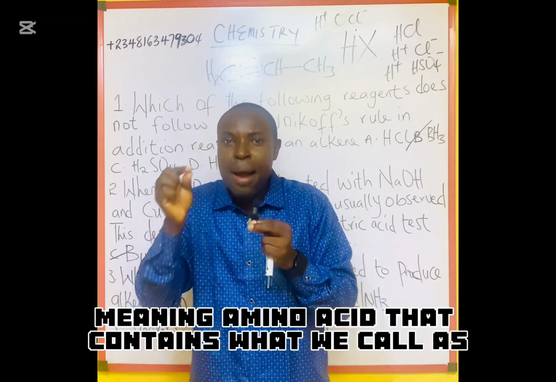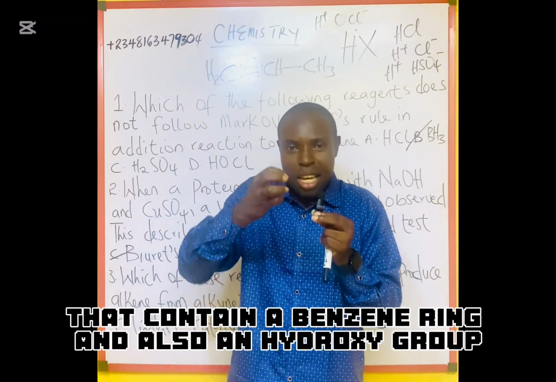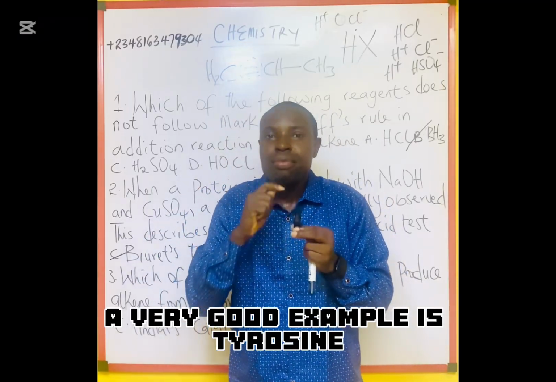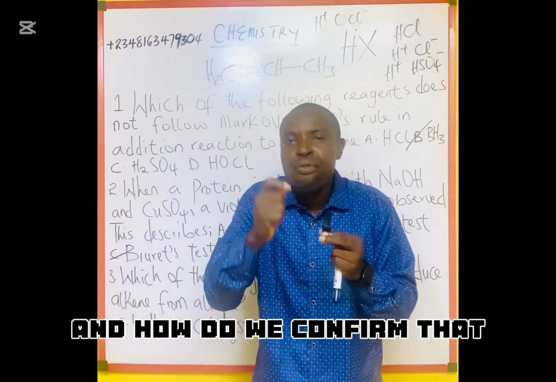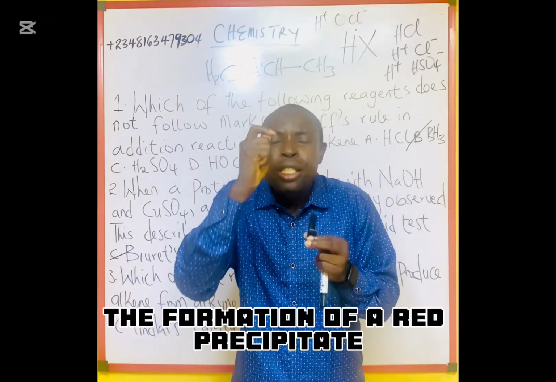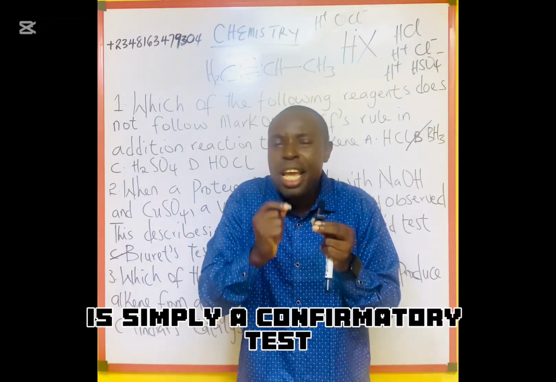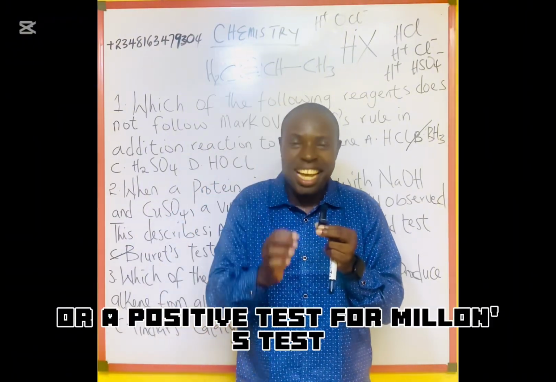Amino acid, meaning amino acids that contain a benzene ring and also a hydroxy group. A very good example is tyrosine. And how do we confirm that? The formation of a red precipitate is simply a confirmatory test or a positive test for Millon's test.